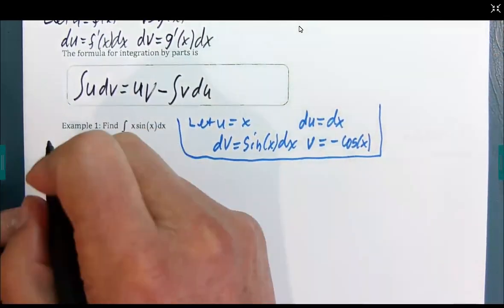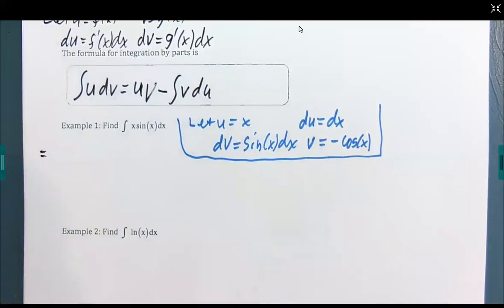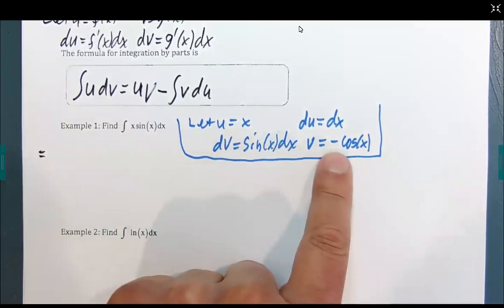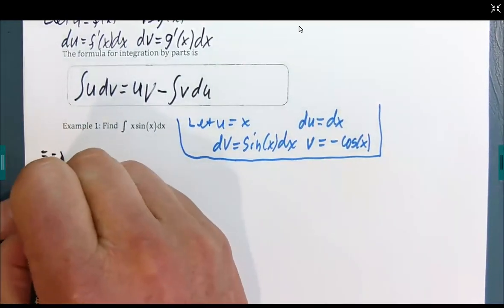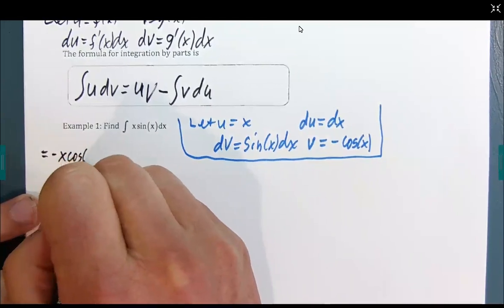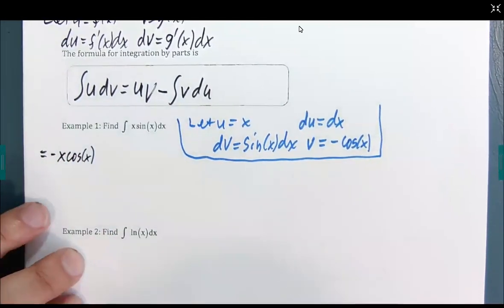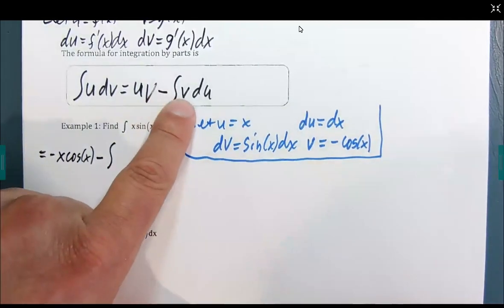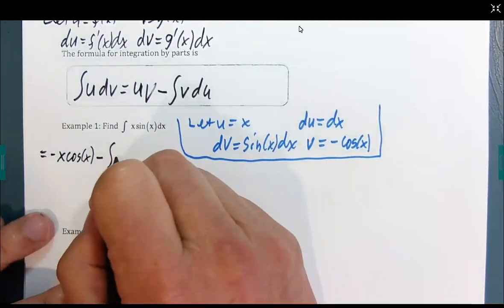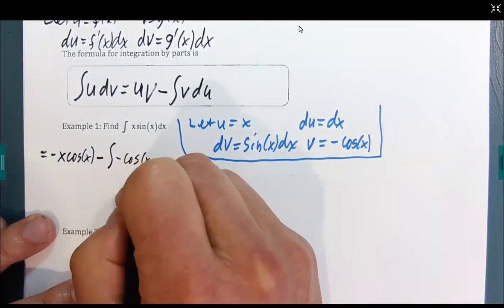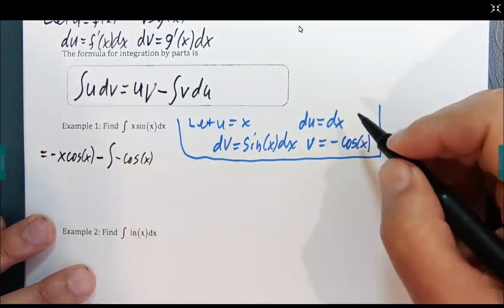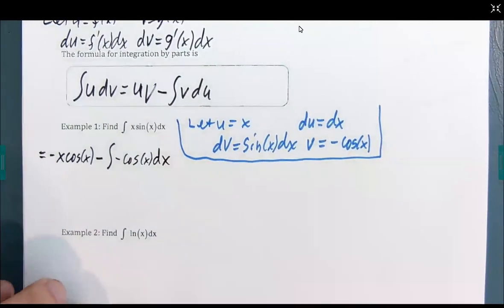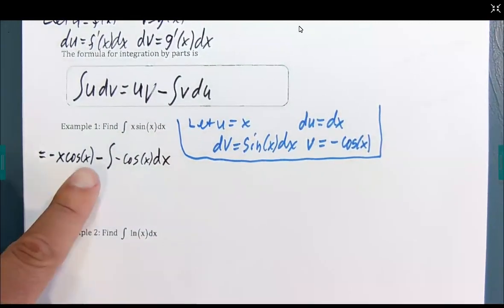So we are now going to use the formula. I'm going to take u times v. So here we are, u times v. That's going to give me a negative x cosine x minus the integral of v, which is right here, du, which in this case is dx. Now this becomes plus.